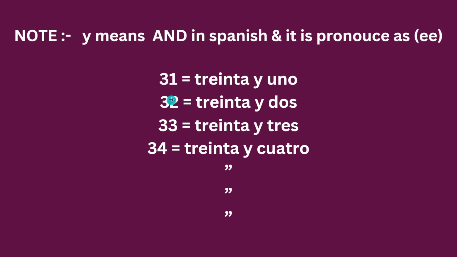So if we have to say 32, we will say it as treinta y dos. Treinta means 30, y means and, dos means 2. Similarly, we will say it till 39. After that 40 will come, right?